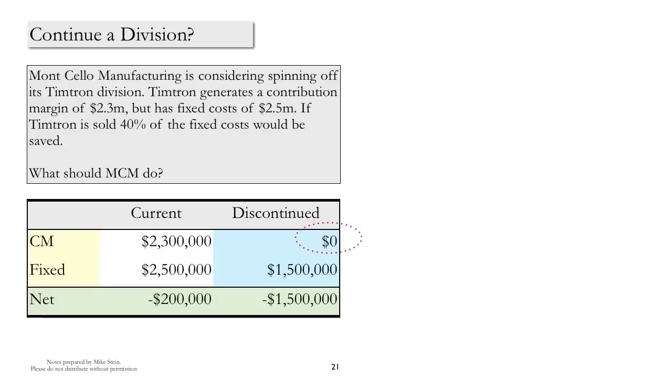The base case is a loss of $200,000. If the division is sold, contribution margin goes to zero, but some of the fixed costs are not avoidable and remain. In the end, the one-period effect is that discontinuing the division decreases net income.